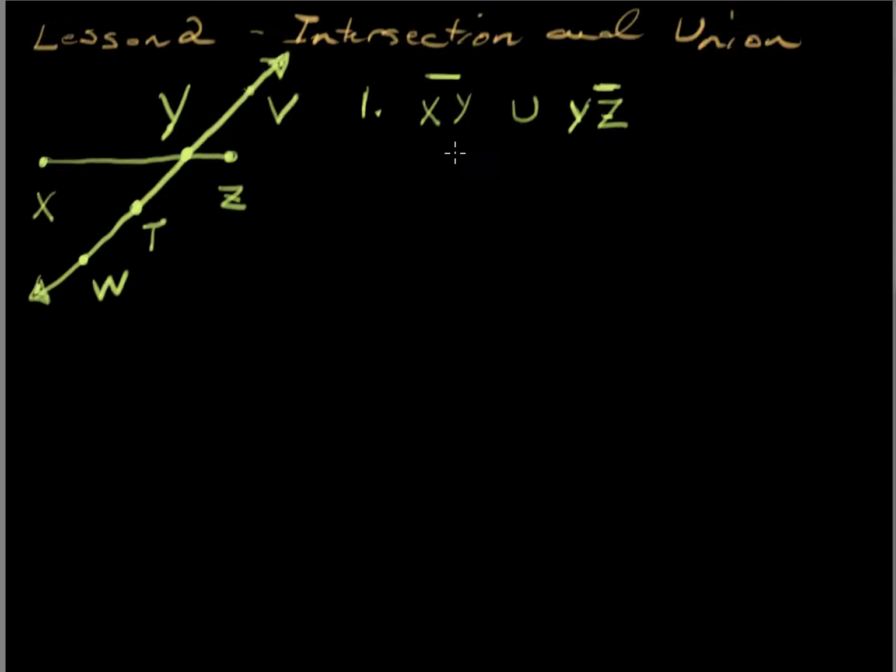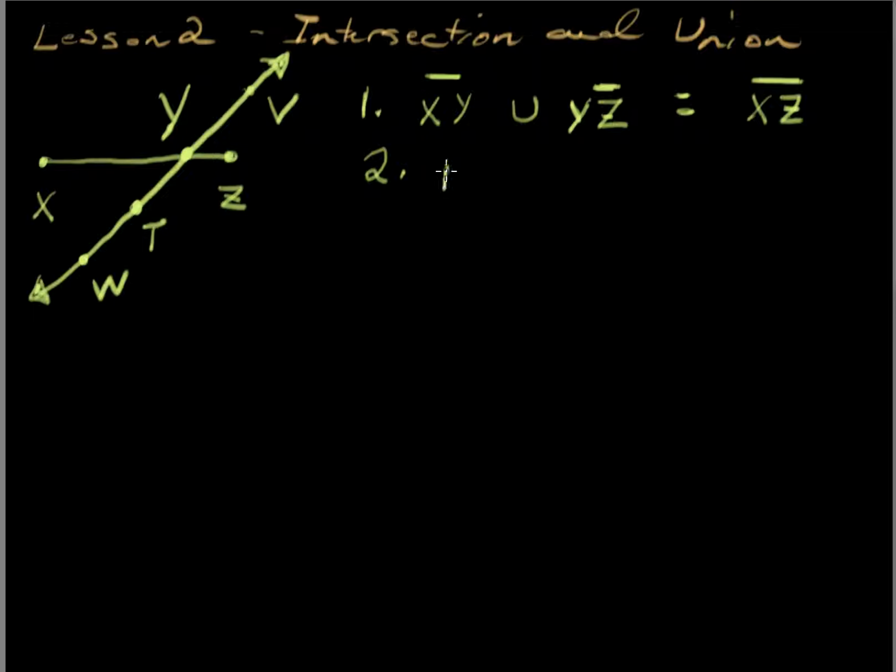So we have line segment XY union with line segment YZ. So we've got XY there and YZ there. So the union of those two is going to equal line segment XZ, right? You're just adding those two things together. This is what you do, you take both things and combine what each thing has. That's what a union does. It's pretty straightforward.